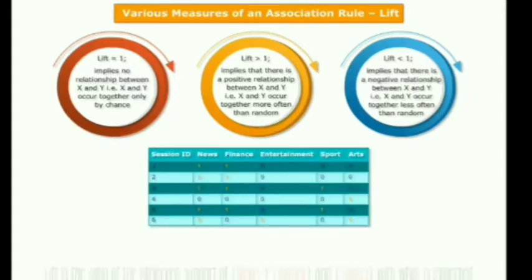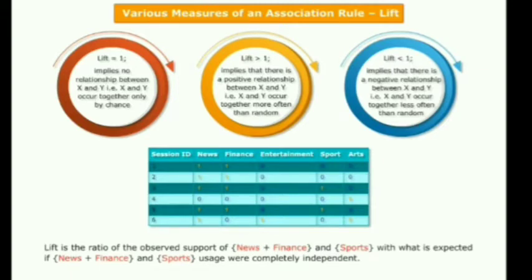In the example, lift is the ratio of the observed support of news plus finance and sports with what is expected if news plus finance and sports usage were completely independent. Lift values closer to 1 mean that the antecedent and consequent of the rules are independent and the rule is not interesting. The higher the value of lift, the more interesting the rules are.